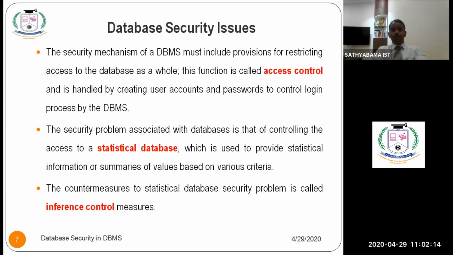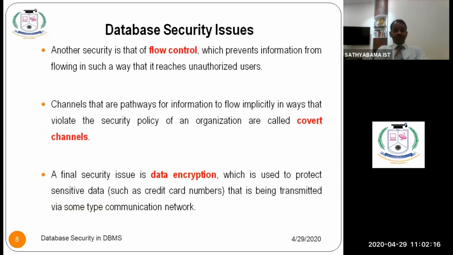And to make use of access control and the statistical database, next we have another one, how data shall flow between users. The flow control prevents data from flowing in a way that it reaches any unauthorized users. That is very important. When data is exchanged via different communication media, you must ensure that data is flowing in a proper channel. That is very important.